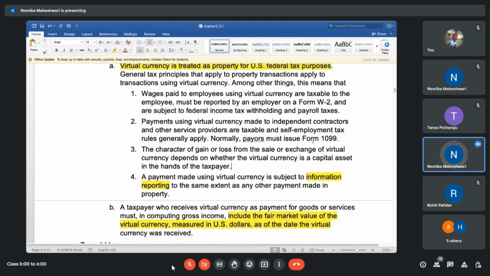So now how will we pay the payroll tax and withholding? That's something the employee has to pay in cash. Because the employee is getting, say, Bitcoin, but the taxes still need to be paid in USD only. They cannot pay taxes in Bitcoins. So now they'll have to make some cash arrangements and pay that off.